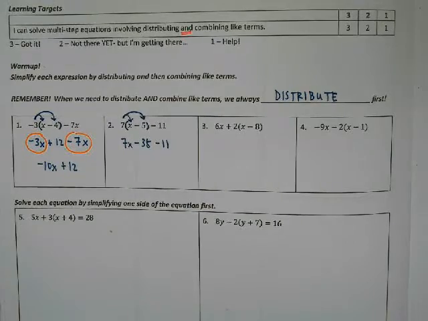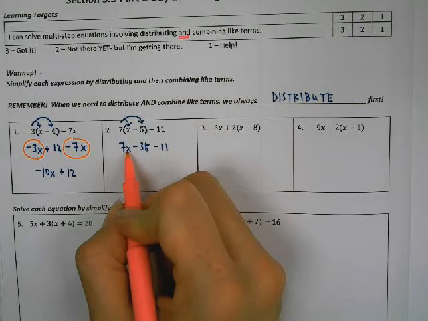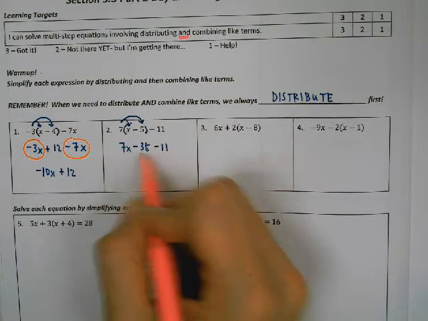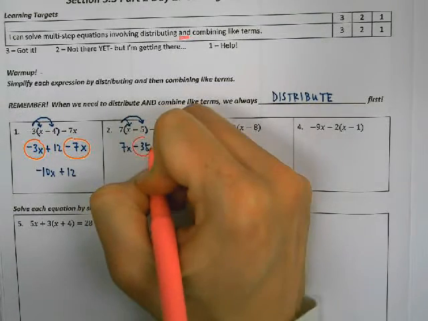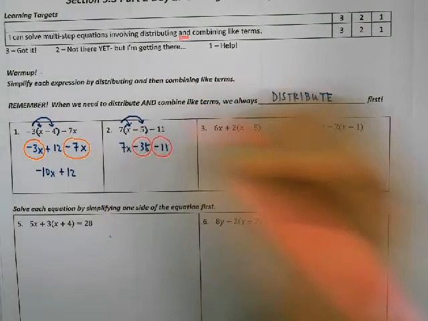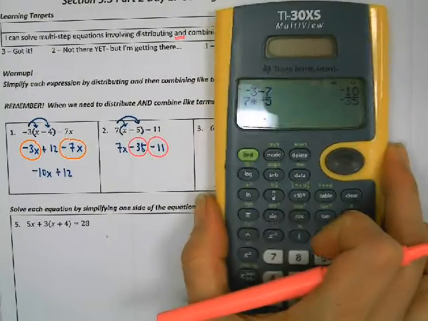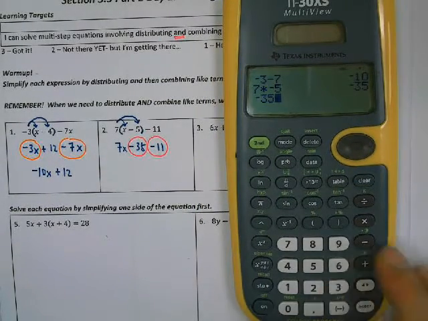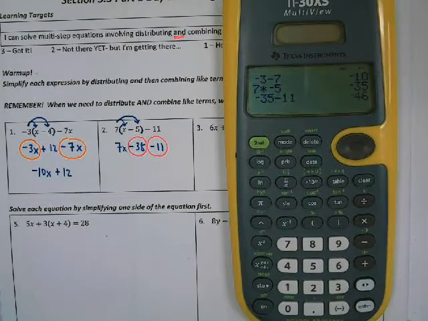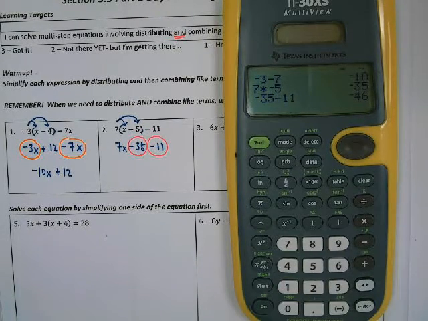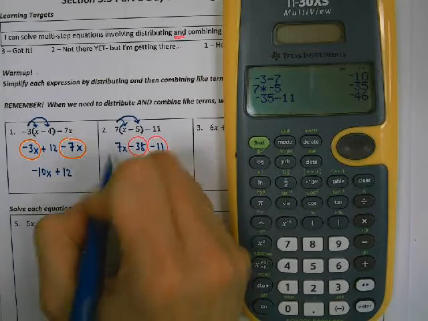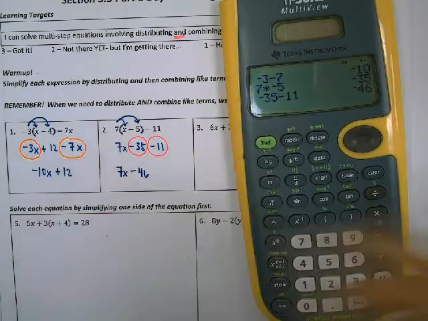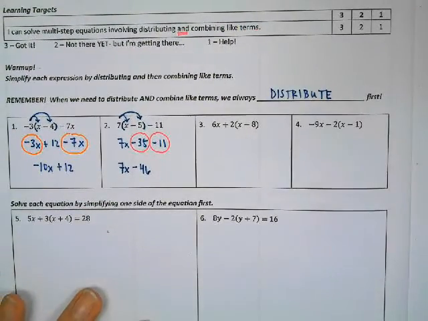Again, now I just identify my like terms. I don't have any other terms with an x, so actually this guy is going to be my loner this time. But I do see I have two constants. I have a minus 35 and a minus 11. So again, I'm going to go to my calculator to help me out. And I'm going to get a negative 35 minus 11. And that's going to give me a minus 46. So I'm going to bring down my 7x. And then I'm going to put my minus 46. And there's my simplified expression.